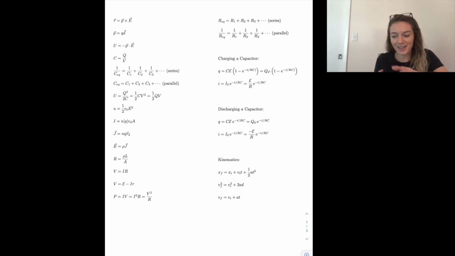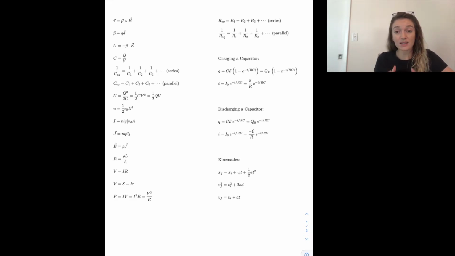So I'm really doing it for your own good. You will actually learn the material better without having these formulas available. So I'm not just trying to be mean. It really does make a difference in how students perform on the exams.